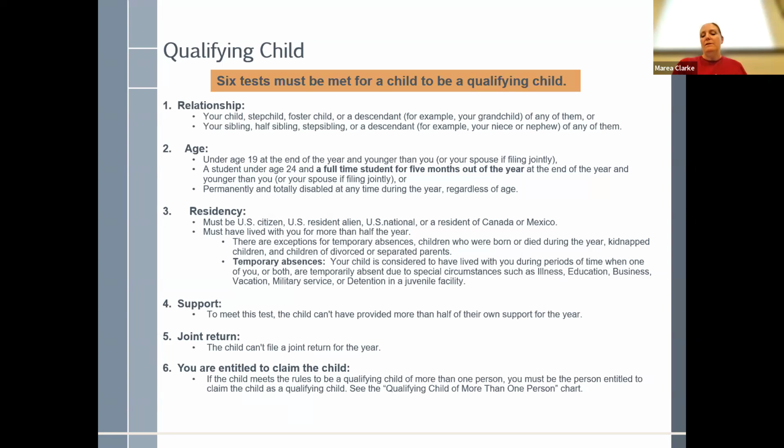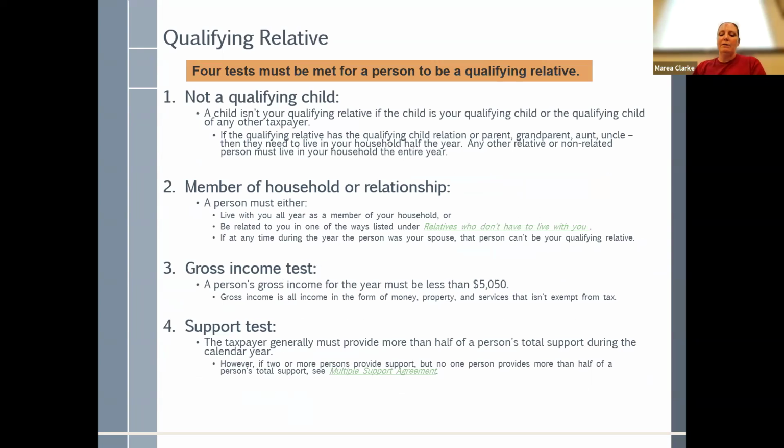On those temporary absences, your child is considered to have lived with you during periods of time when one or both of you are temporarily absent due to special circumstances such as illness, education, business, vacation, military service, and so on. The big one here is education. For a lot of our customers, they are college students. So they are here getting educated, so they are temporarily absent from their parents' house.